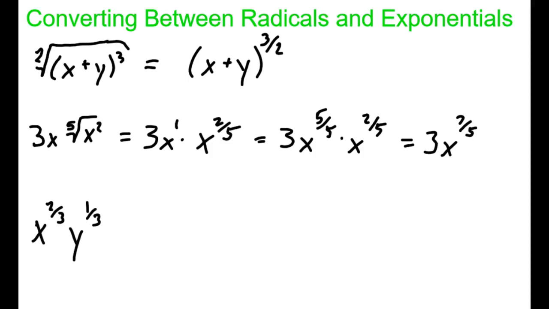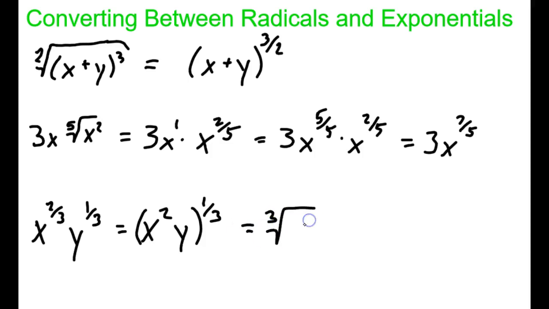In this last example, we have x to the 2/3 times y to the 1/3. We want to rewrite this in radical form. If you notice, those fractions have the same denominator. So we can bring that out of both of those fractions. So this is going to be equal to x squared times y to the first. And then that is raised to the 1/3 power. Now we can take that 1/3 power and write it as a radical. So this is equal to the cube root of x squared times y. And now we have this written in radical form.